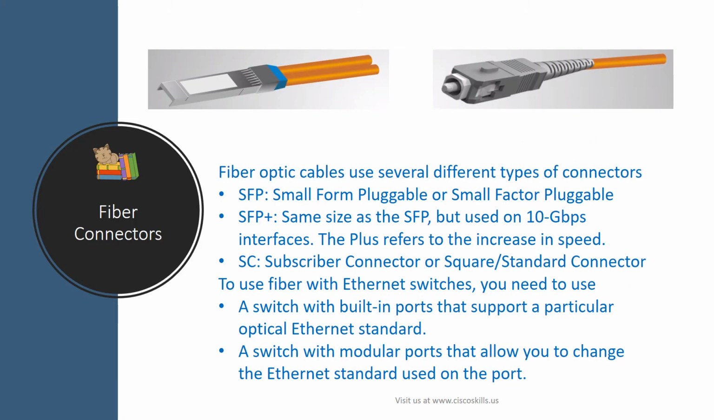Let's talk about fiber connectors. As you know, fiber optic cables use several different types of connectors. SFP, small form pluggable or small factor pluggable. SFP plus, same size as the SFP but used on 10 gigabit per second interfaces. The plus refers to the increase in speed. SC, subscriber connector or square standard connector.